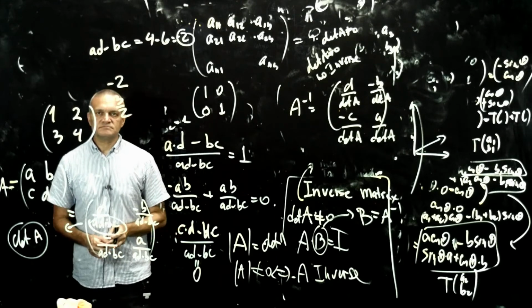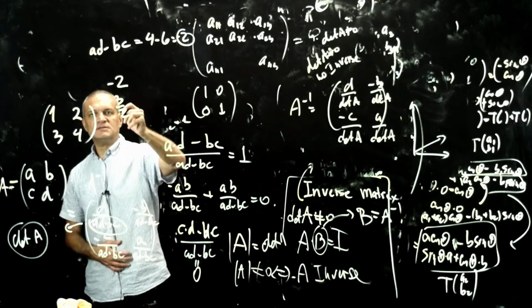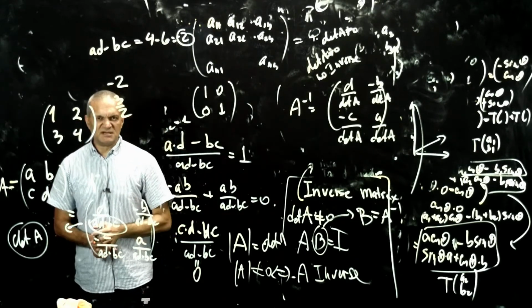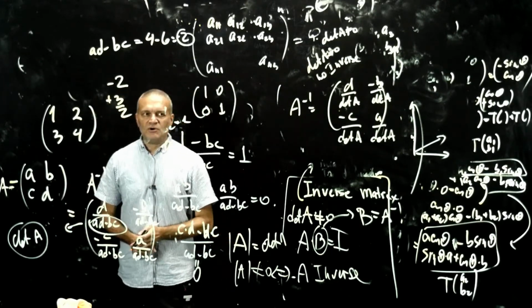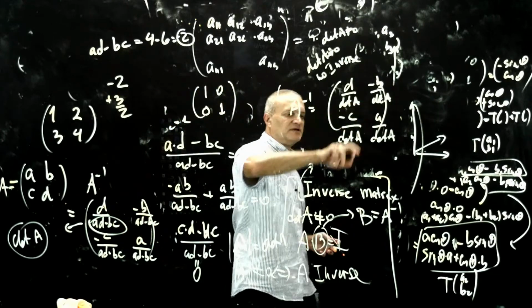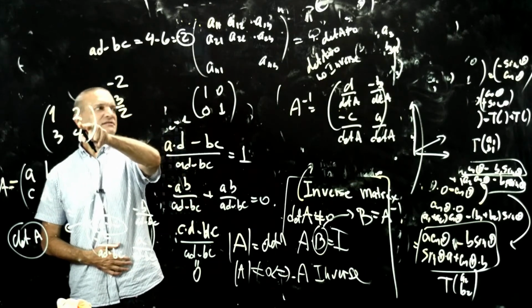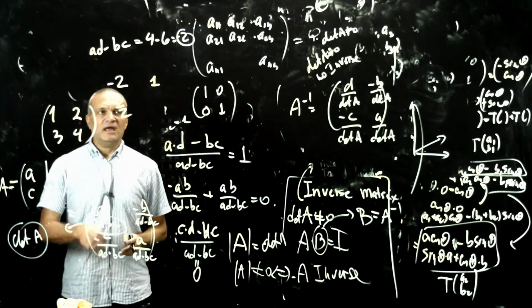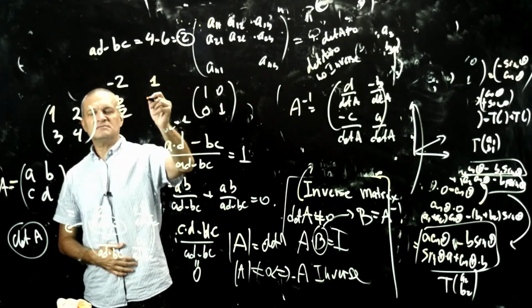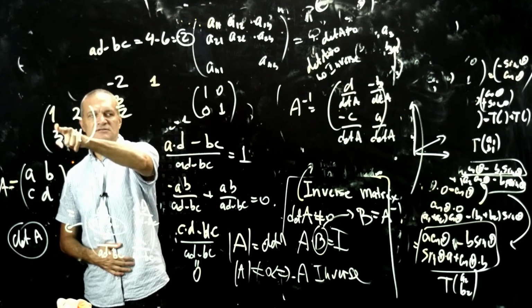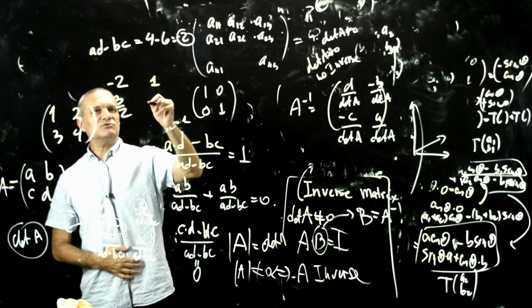Yeah, because the determinant is negative, so it's plus 3 divided by 2. Okay, now here minus B divided by the determinant of A. This is going to be minus B divided by the determinant, which is 1. And here, sorry, it's going to be A divided by the determinant. So here I'm going to have minus half.